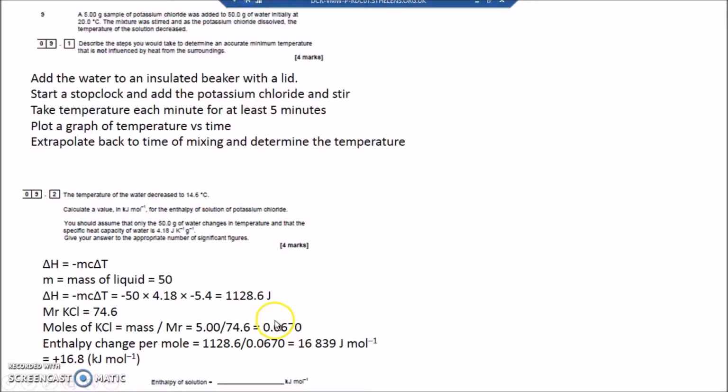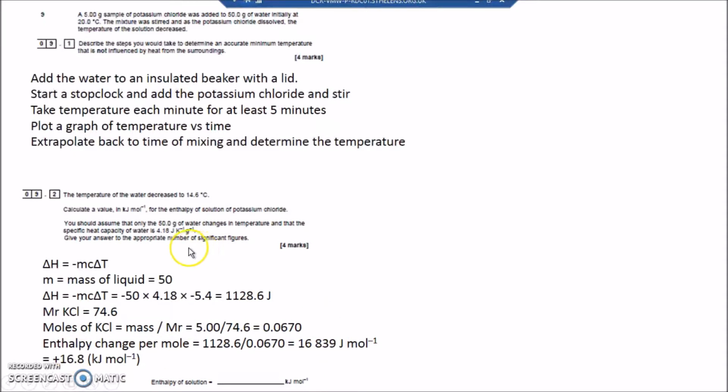Okay, so now I've got to scale this to imagine that you had 1 mole. So what I do is 1 divided by 0.0670 gives my scaling factor to imagine what the enthalpy change would be for 1 mole, and I multiply by 1128.6. So it's 1128.6 multiplied by 1 divided by 0.0670, and that turns out to be 16,839 joules per mole. So I've worked it out per mole now, by scaling this value up.